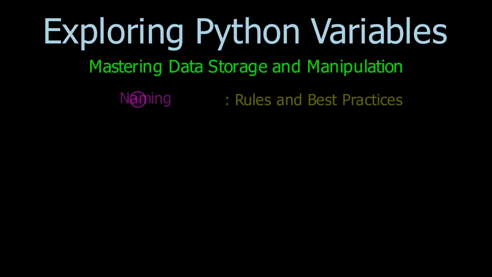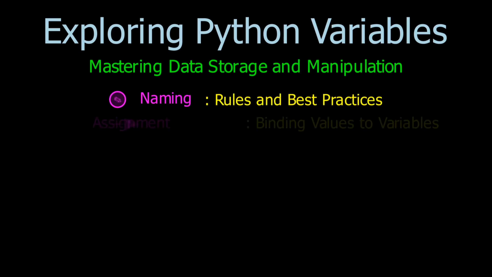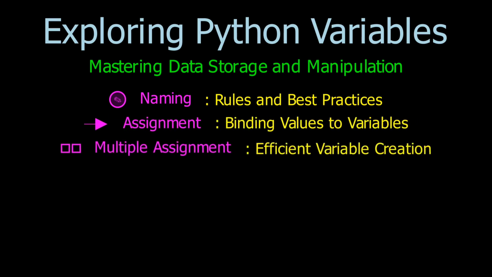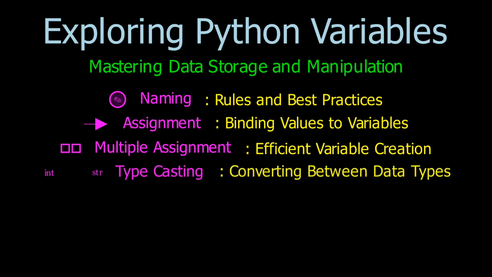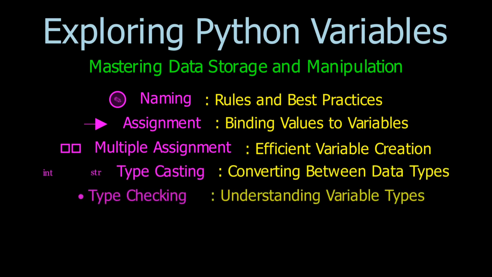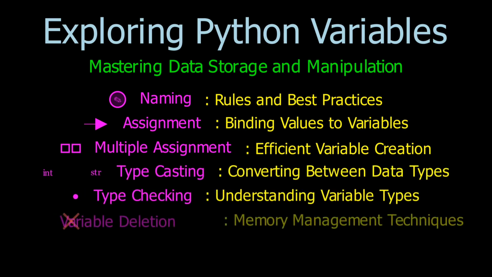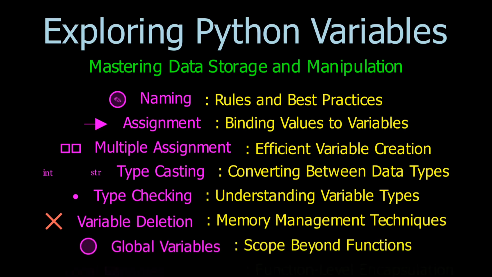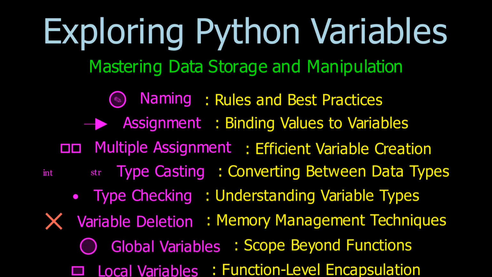Naming conventions and best practices for variables, assignment operations for storing data, multiple assignment techniques for efficiency, typecasting for data conversion, type checking for verification, variable deletion for memory management, global variables for broader scope, local variables for function level control. Let's begin with variable naming rules in Python.